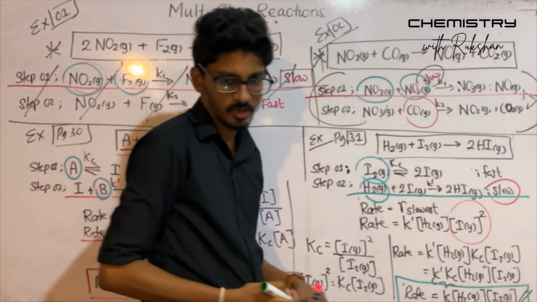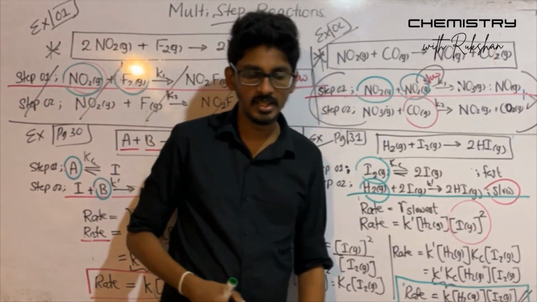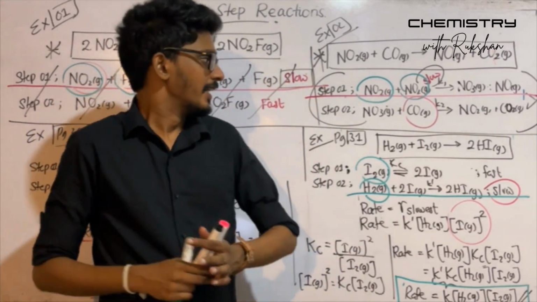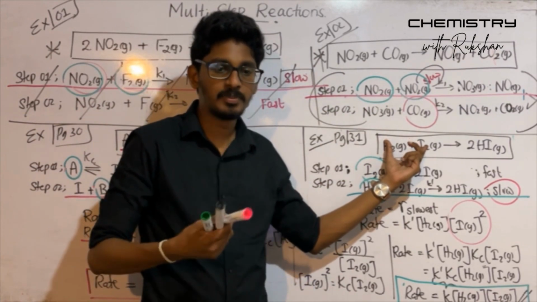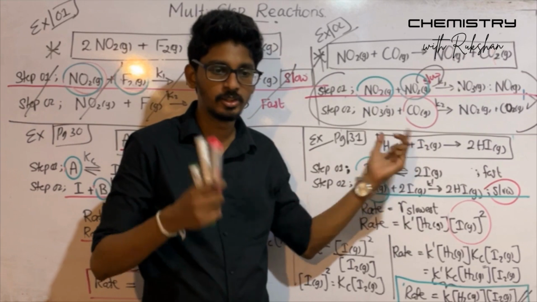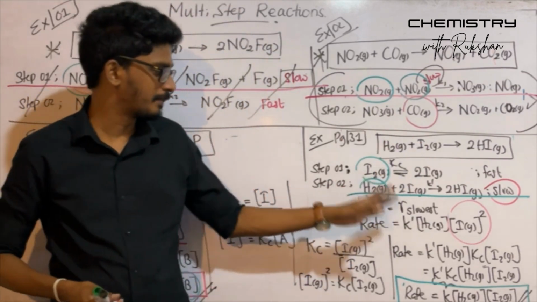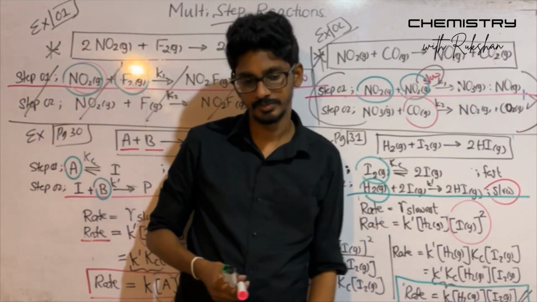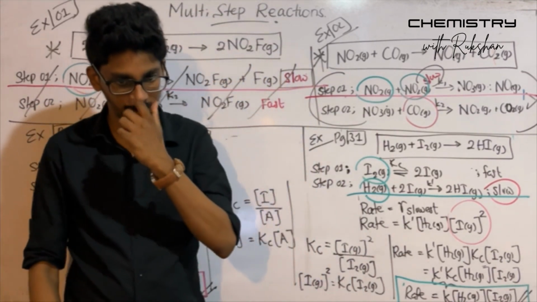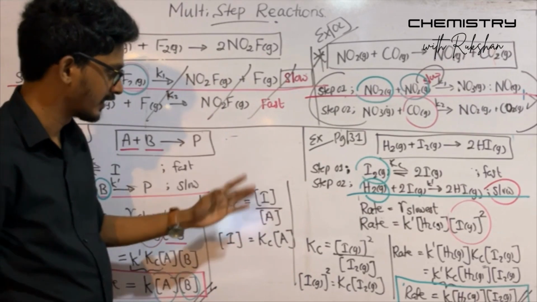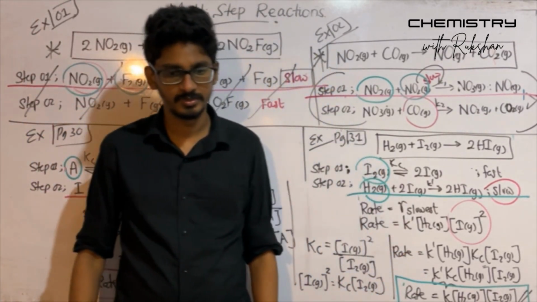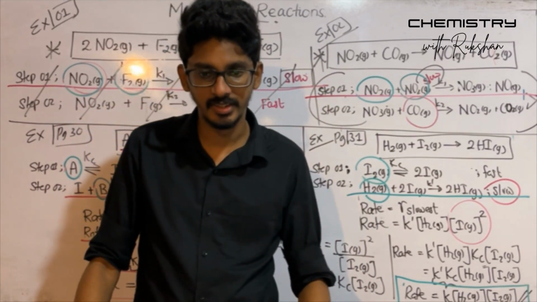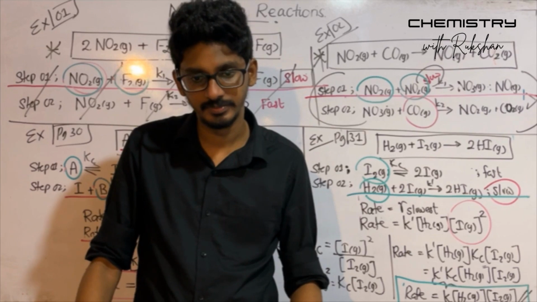Right? So you clearly see only the reactants in your overall reaction which participate in your process at the slow step or prior to that will appear in the rate law. Others won't. That is very important to answer the MCQs. That is the basic idea there.